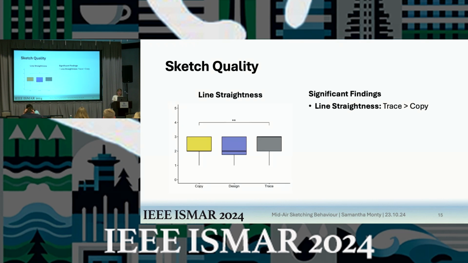In general, we found no effect of sketch task on the overall sketch quality rating, but we did find that sketch task influenced one aspect of sketch quality, and that was the rating of line straightness. Participants rated the straightness of lines in the trace condition higher than those in the copy condition. This suggests, however, that linear accuracy contributes only a small amount towards sketch quality.